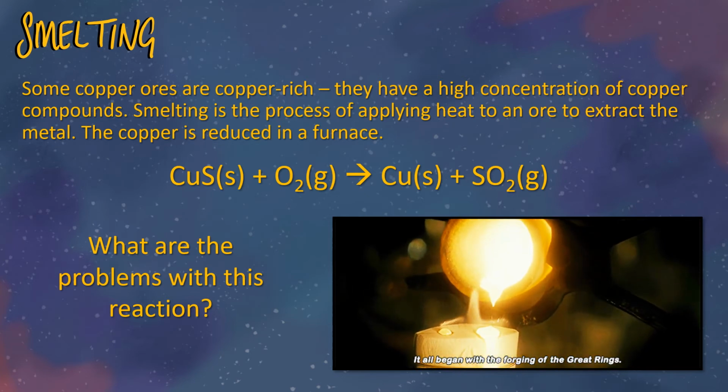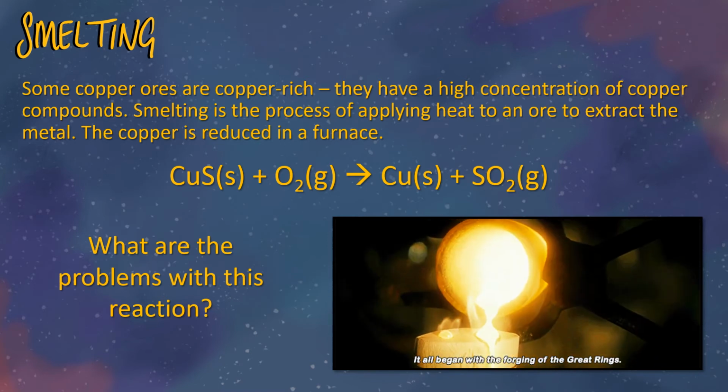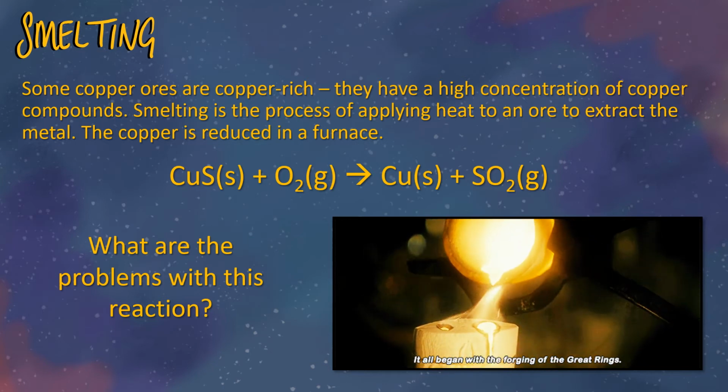Okay, the problem is that sulfur dioxide is a pollutant and it can cause acid rain. You might remember that from geography lessons if you got onto that topic yet. But if you release too much sulfur dioxide into the atmosphere, then it will produce acid rain.